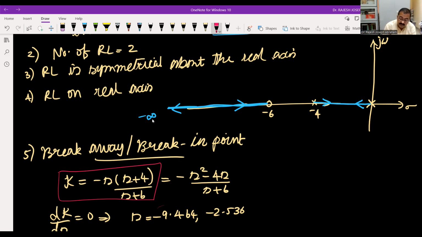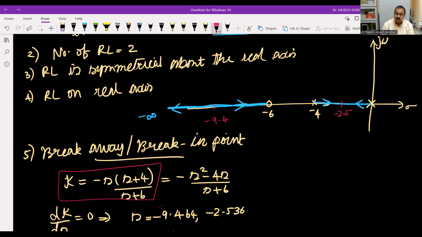Similarly, how to find whether this is another breakaway or breaking point? Substitute this minus 9.464 into k equation and check if k is greater than 0, a real positive number. If it is, then this is also another breakaway or breaking point. So you can see that minus 2.5 is somewhere here, and minus 9.4 must be somewhere here. So this is a breakaway point, and since this is lying in between two adjacent zeros, which are a part of root locus, minus 9.4 is a breaking point.